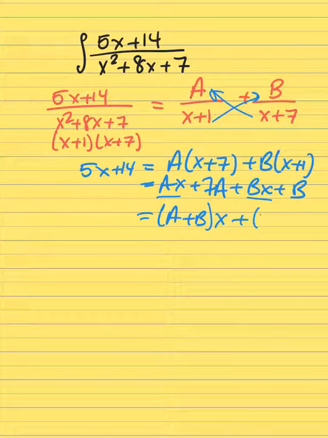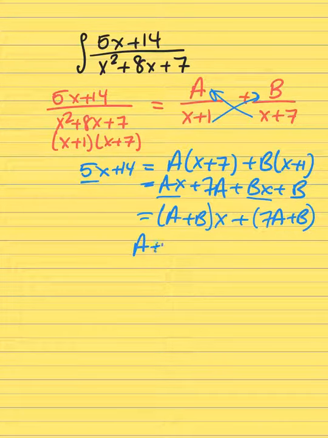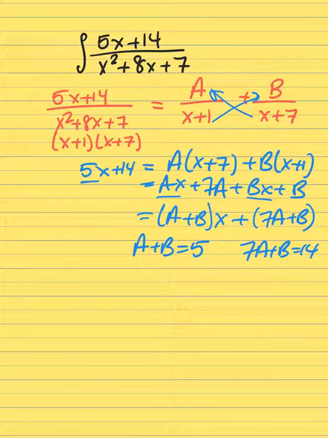Everything without an x goes together, that's going to be just 7a plus b. All right, so now with the x, that's a plus b. Well, what has an x here? 5. So that means a plus b equals 5. That means 7a plus b equals 14.